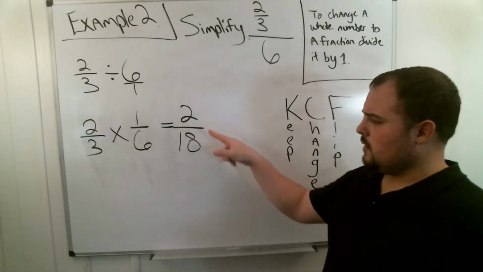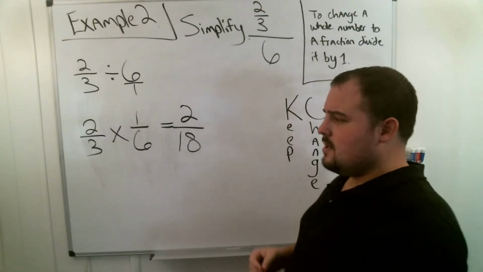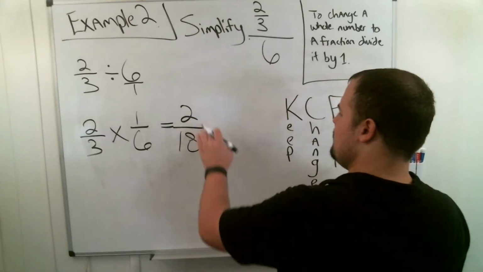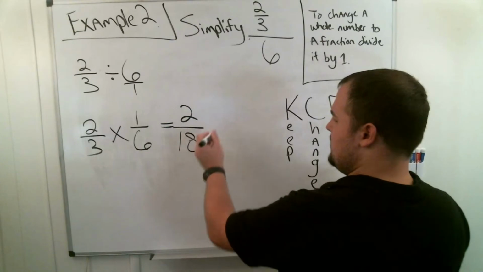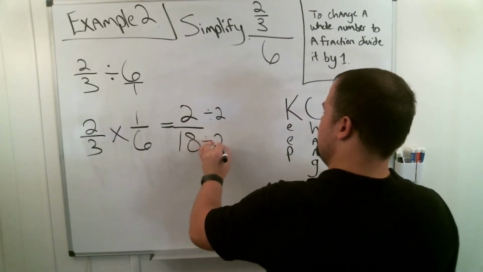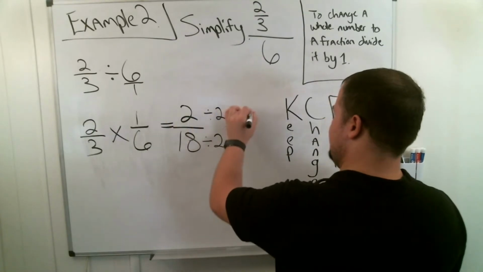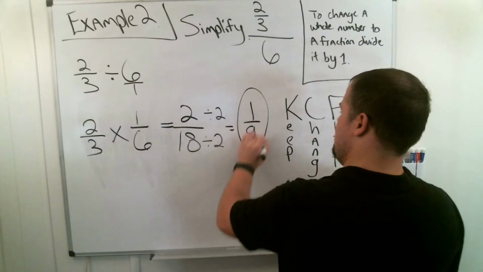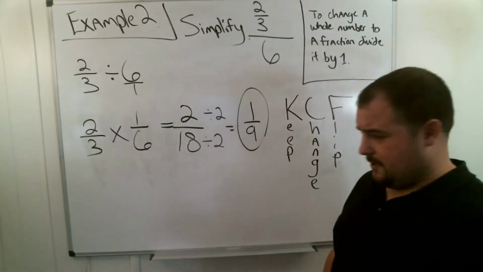But 2 and 18 are both even numbers. So that really means that we should simplify this down. 2 and 18 both divide by 2, because even numbers divide by 2. So I'm going to divide the top by 2 and divide the bottom by 2. 2 divided by 2, that's 1. 18 divided by 2, that's 9. This is my final answer.